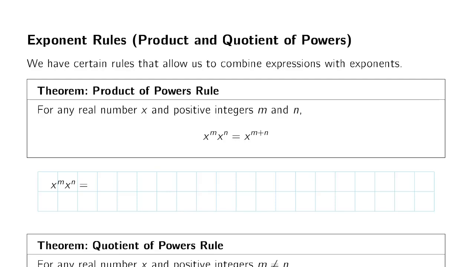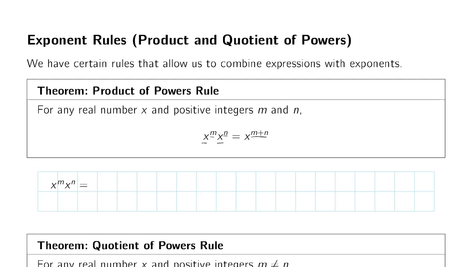There are certain rules that allow us to manipulate exponential expressions. And we're going to deduce these first for positive integer powers, and then we're going to define powers that are not positive integers such that these continue to apply. So for any real number x and positive integers m and n, if we multiply x to the m power times x to the n power, we just add the exponents.